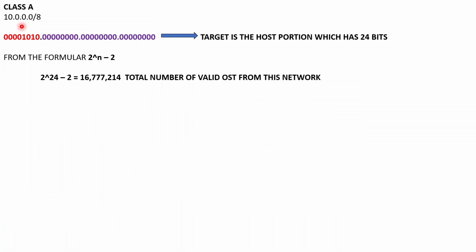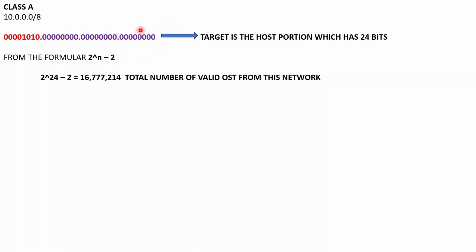Now let us look at another example, the class A network, which is 10.0.0.0/8. As usual, the first 8 bits represent the network portion, while the remaining 24 bits represent the host portion. So this is 8 bits, 8 bits, 8 bits. When you add them together, we get 24 bits.